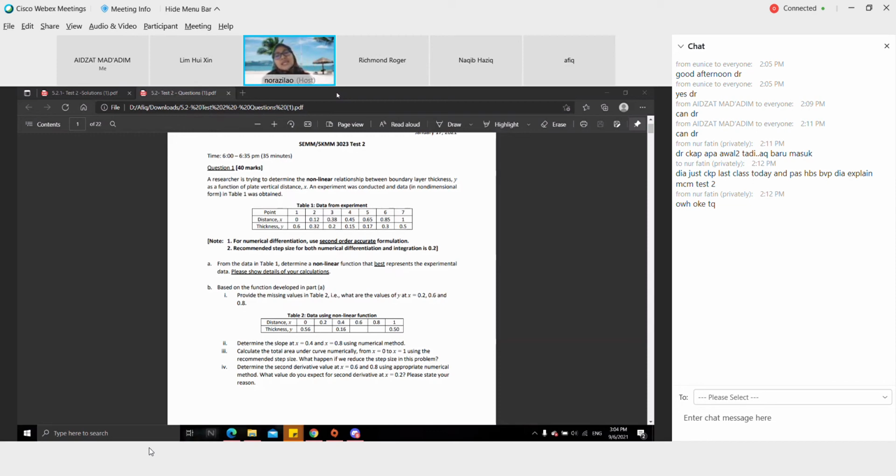Sometimes during this semester, students really get blur. The question does not mention what kind of method, but it requests you to determine a nonlinear function. So this actually is under curve fitting. You must know this topic when you want to produce the best curve fit line. Curve fitting and interpolation is basically to produce the best curve fit line. So you have regression and you have interpolation, two methods.